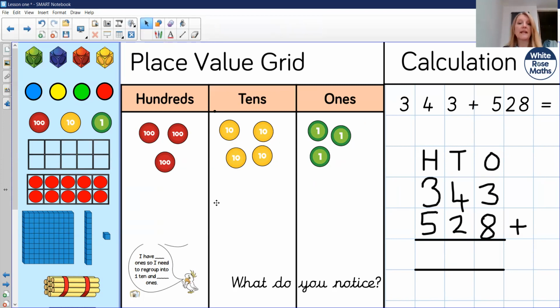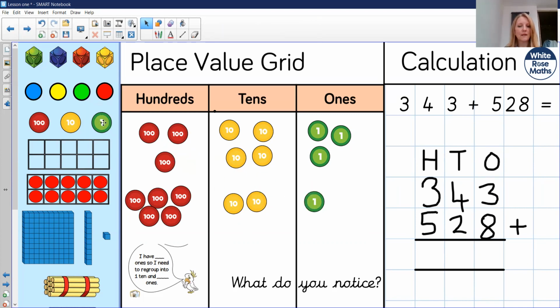So I'm going to do this one with the place value counters as well. So 528 is what I need to add. 1, 2, 3, 4, 5, 500, 10, 20, and 8. 1, 2, 3, 4, 5, 6, 7, 8. Far too many ones in my ones column, so I need to do my regrouping.